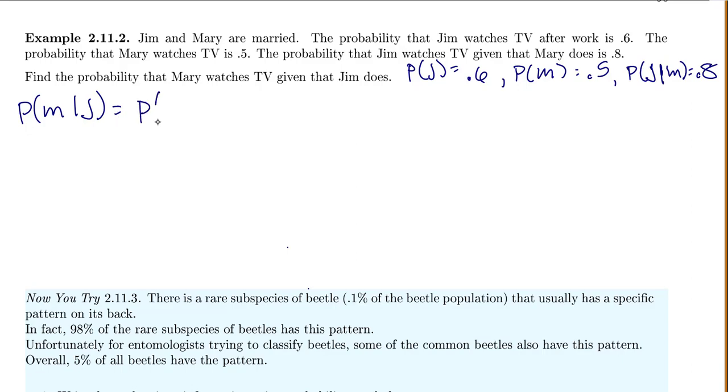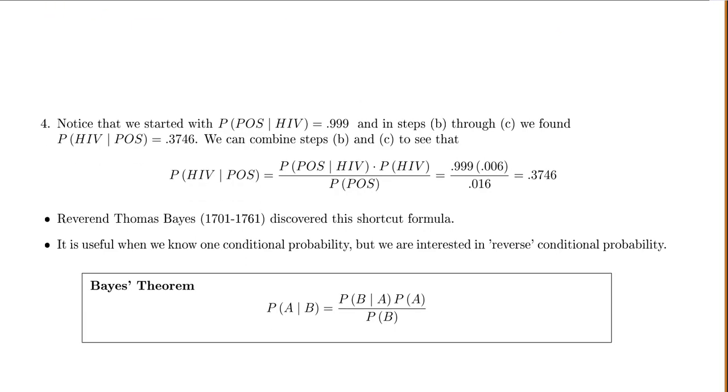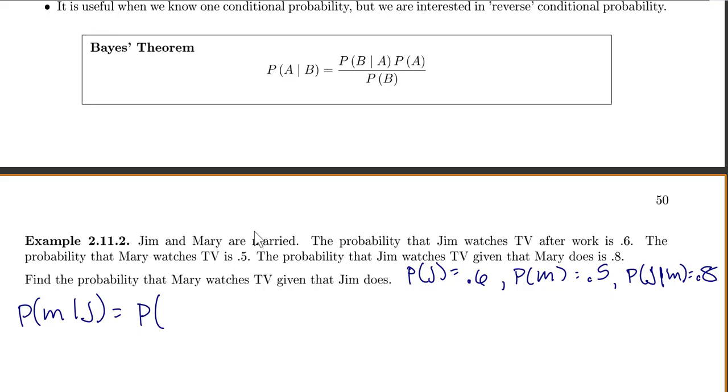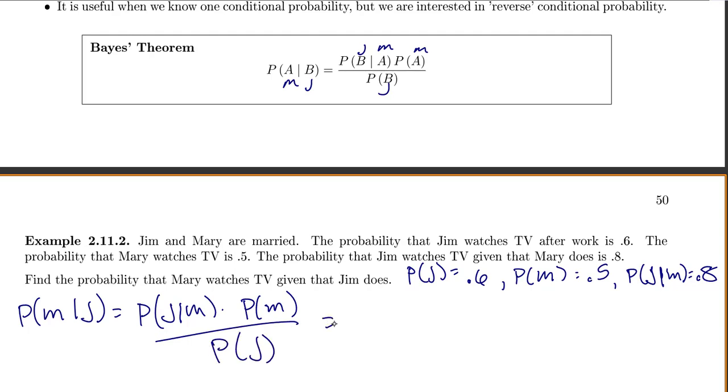So the formula says, let's scroll up so we can see both at the same time. Let's see, so this is Mary, Jim. So A is Mary, B is Jim. So we should have the probability of Jim given Mary times probability of Mary over the probability of Jim. So we have 0.8 times 0.5 over 0.6, which gives me 0.666.